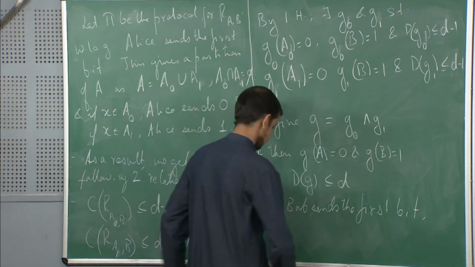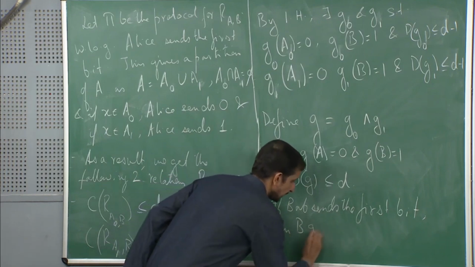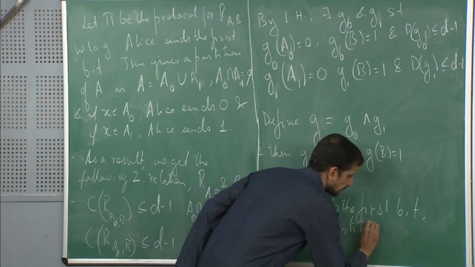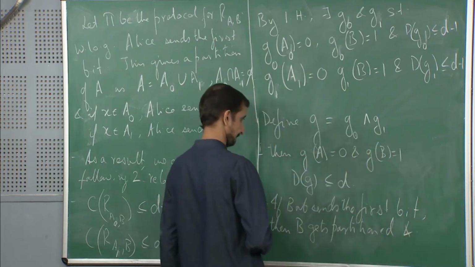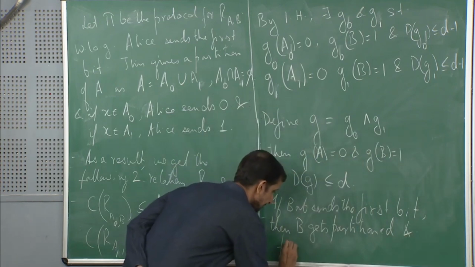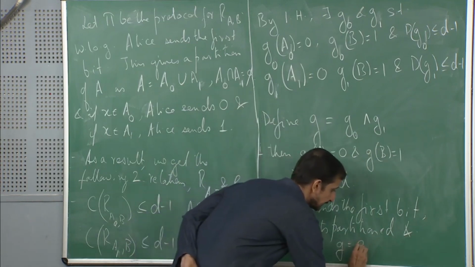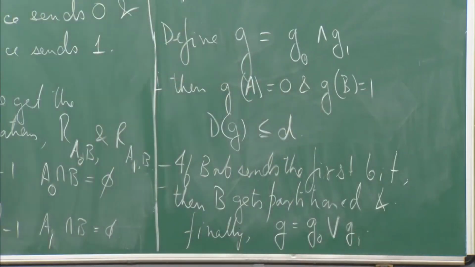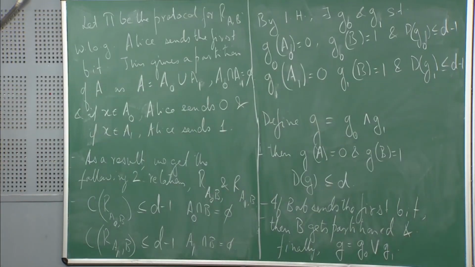Okay, so if Bob sends the first bit, then B gets partitioned and finally G will be equal to G0 or G1. Okay, and that completes the proof of the lemma.